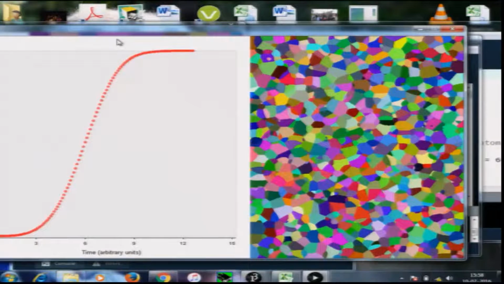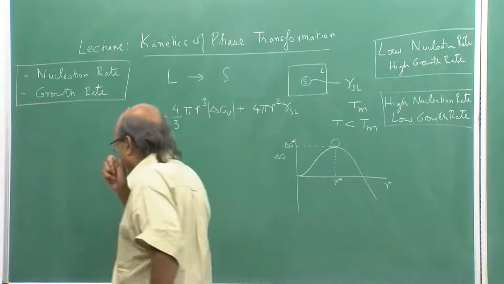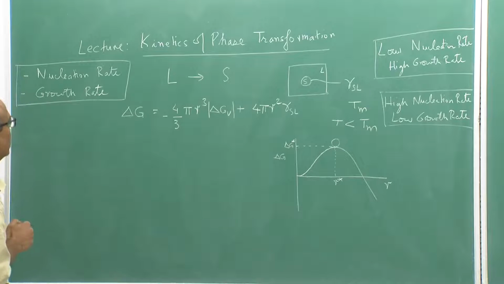We will be talking about the sigmoidal curve in great detail later, and how we can mathematically model this. That also we will be looking at in later lectures. First, we need to understand very clearly how the nucleation rate and how the growth rate can be modeled. Once we know that, then when we combine those two, we would be able to obtain this sigmoidal curve for the kinetics of phase transformation.